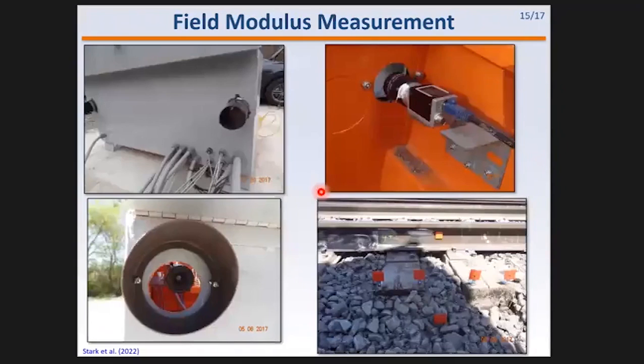Inside the box there, and I'll just focus on the equipment that I'm focusing on today, 2 high-speed cameras watching targets on the track, both the rail and the ties, and that's going to give us the transient displacements of the rail and the ties, and we're going to use that in our calculation of field modulus in just a minute.